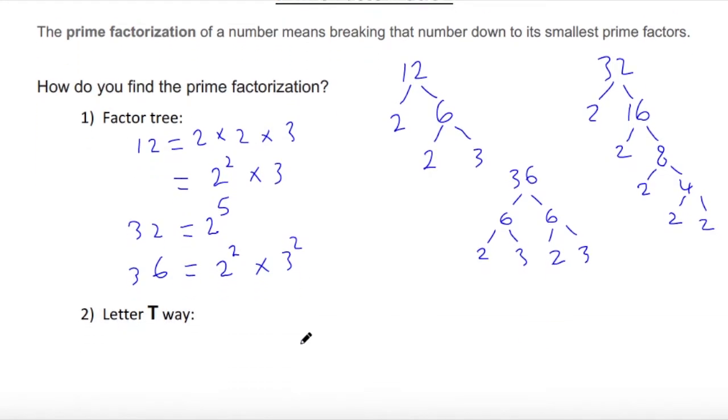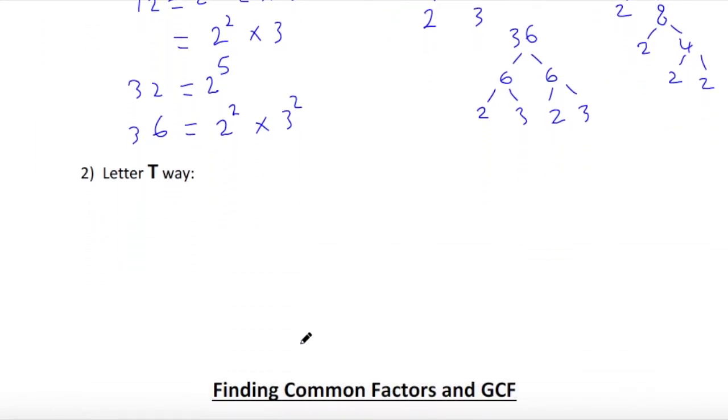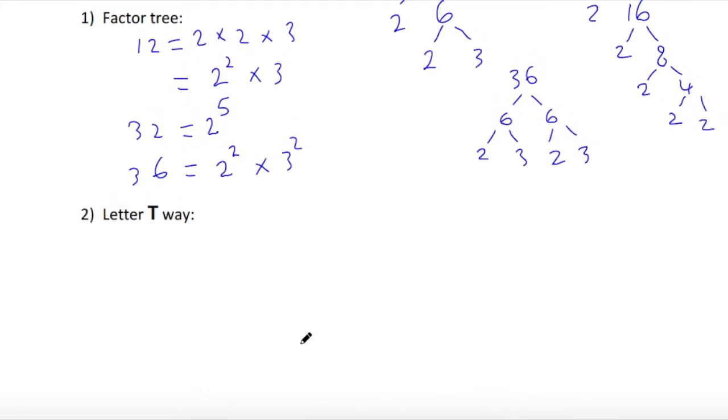Or using the T letter way. For the T letter way, you will make a shape like the letter T. You have here 2, 3, 5, 7, which are prime numbers. For example, if we have 36, now 36 is divisible by 2 because it's an even number. So we put 2. 36 divided by 2 equals what?